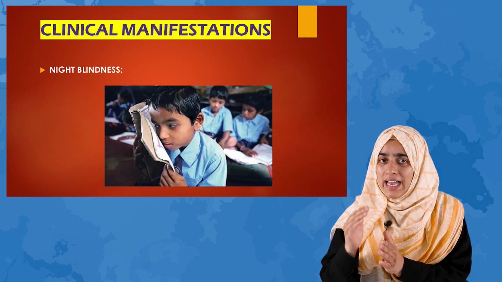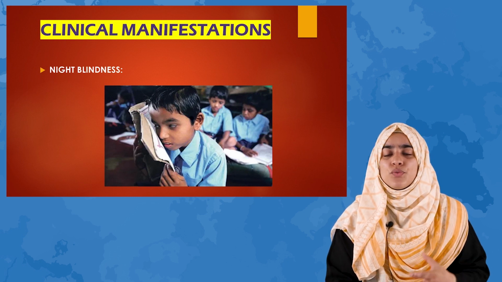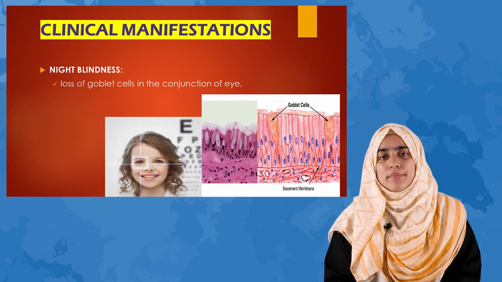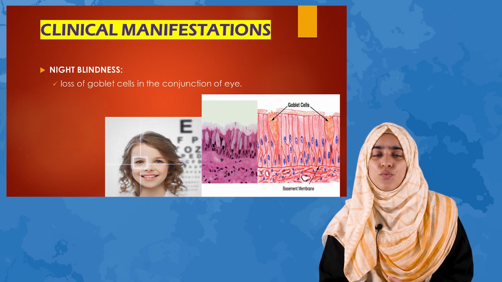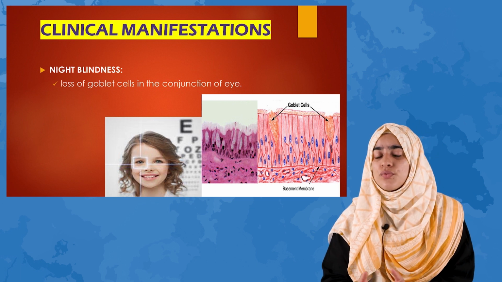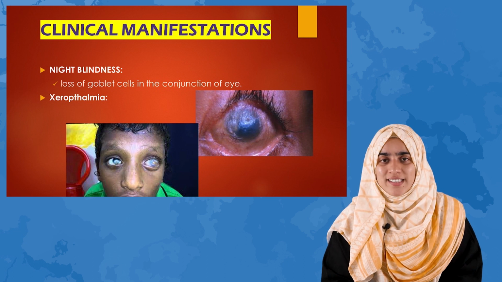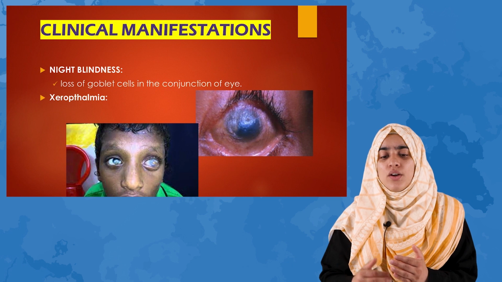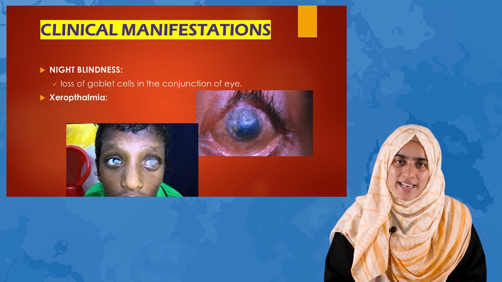And the affected individual is unable to distinguish between low levels of illumination. So this night blindness, which is caused by vitamin A deficiency, is associated with the loss of the goblet cells in the conjunctiva of the eyes. Then the next manifestation seen under this vitamin A deficiency is xerophthalmia, as there will be failure of the formation of tears in the eyes.